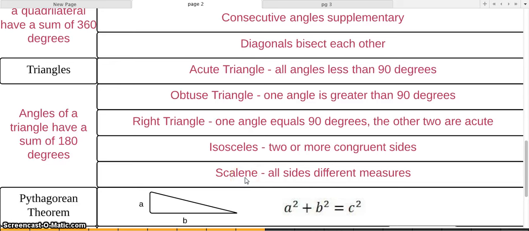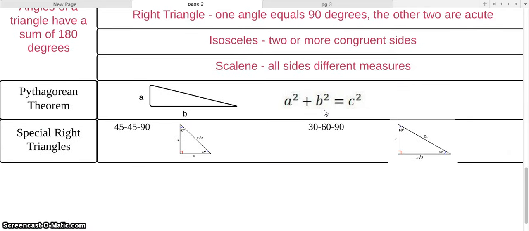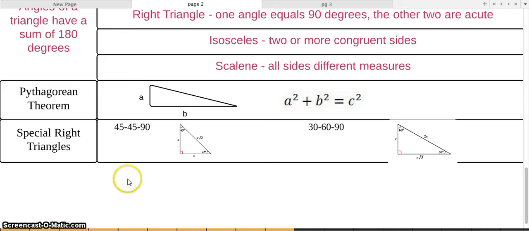The next one is scalene. Scalene means all the sides are different measure. Every side has a different measure. And of course, the angles of a triangle have a sum of 180 degrees. That probably is a no-brainer to you. All right, next slide. We've got the Pythagorean theorem, which of course is a squared plus b squared equals c squared. Notice those are the legs. The two legs are the a and the b, and the third side is the c. And then the special right triangle.